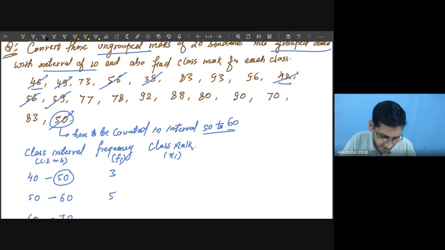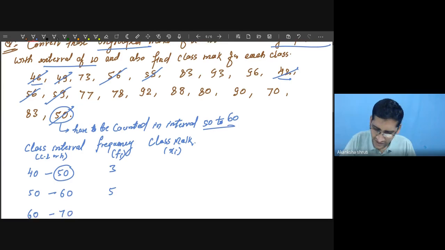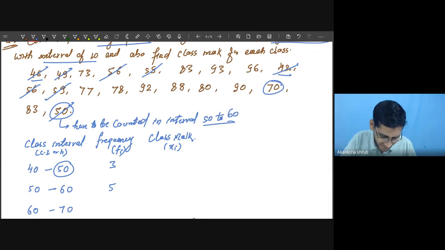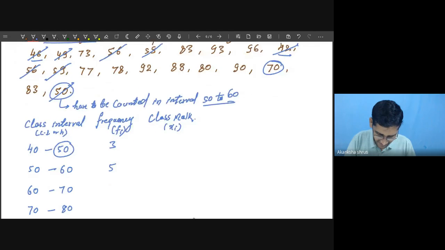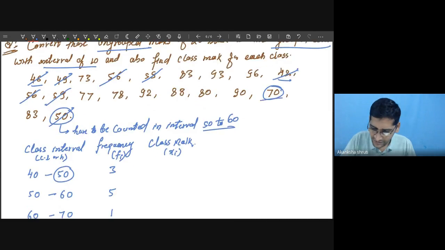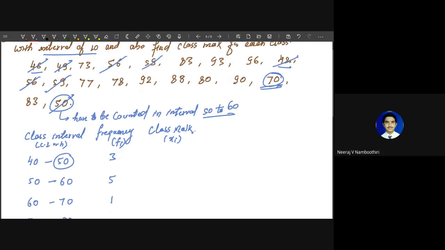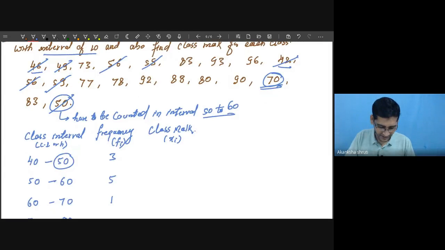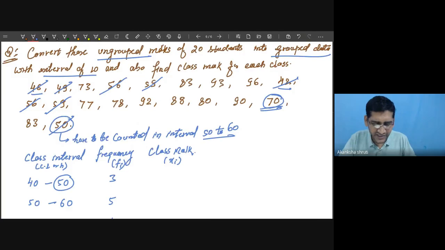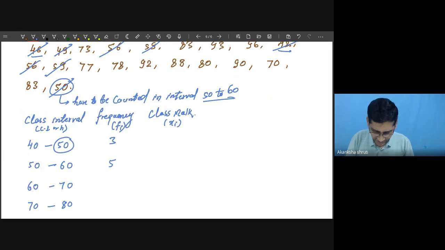60 to 70. Let us start from the beginning. Is there any 60 to 70 student? Yes, 70. Shall I count this? Can I count the 70? Is it correct? No, sir. You should be careful here. For 60 to 70, this 70 has to be counted in the next interval. So there is no data, no observation, which means it is 0.